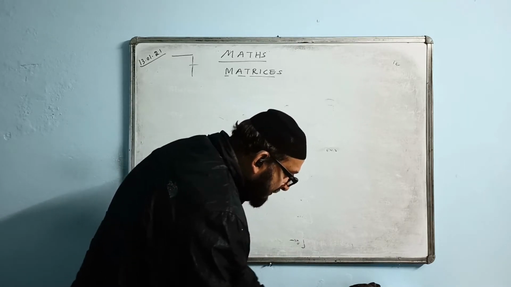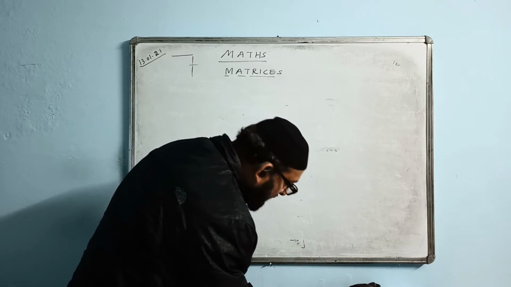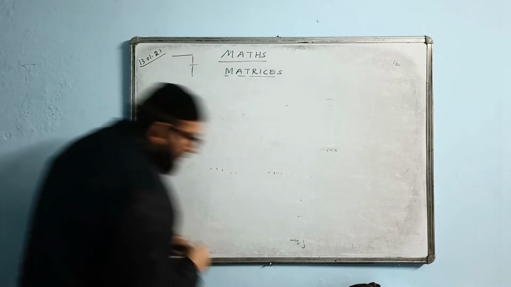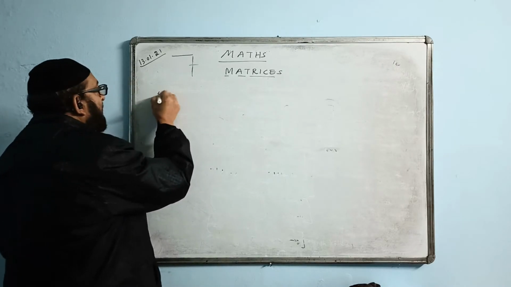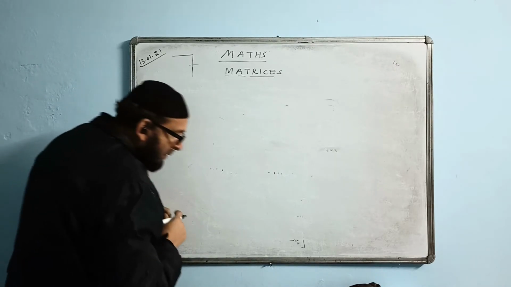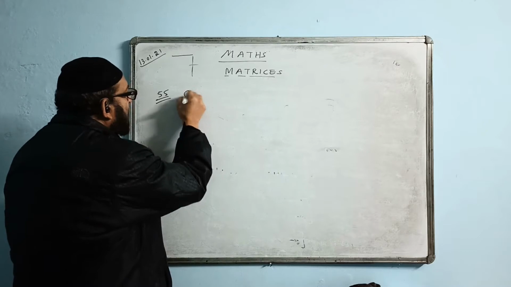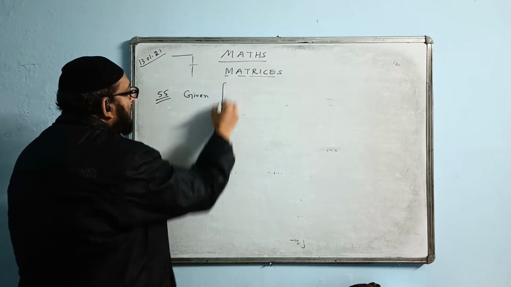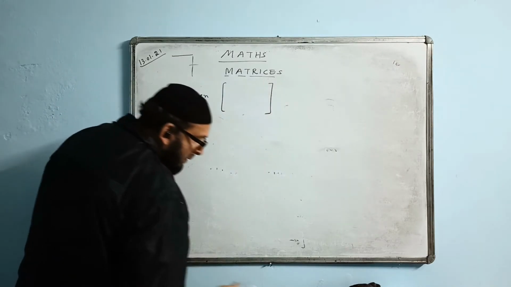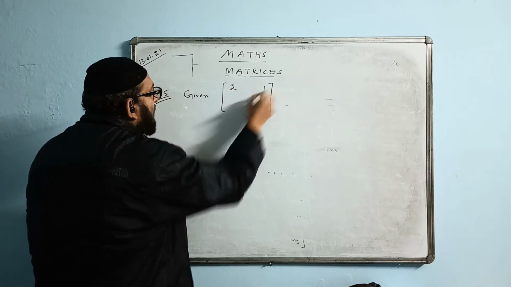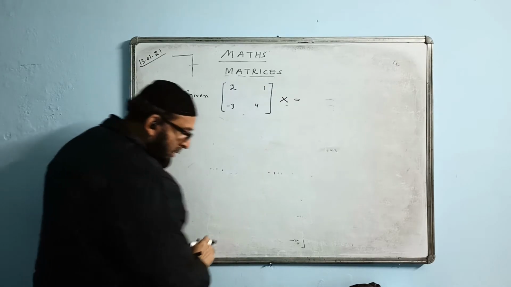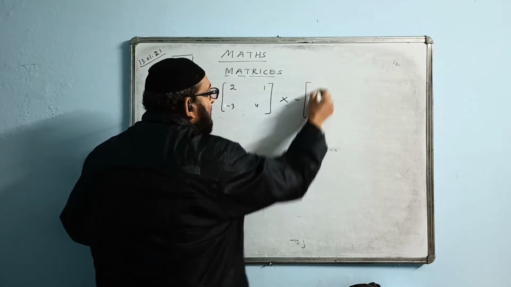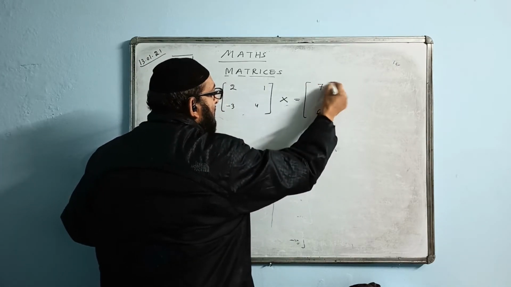I read the question. This is a one-year ICSE question. They have given it like this: ICSE 2012, question number 55. They have given 2, 1, minus 3, 4, and this is given as X equal to this side. The answer is given as 7 and 6.